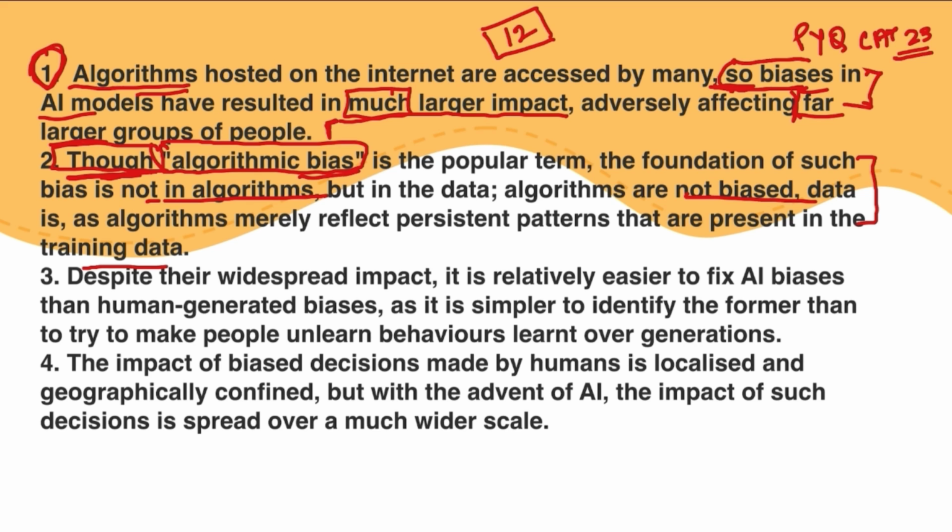Let's look through this. Despite their widespread impact, despite what? Having widespread. So what is this there that we are talking about? Who is this there? We have no idea yet, because we need an information before we can understand this one. So this can again not be the opening statement. It is relatively easier to fix AI biases. Again, we are moving on with AI biases than human generated biases. So see, we are talking about fixing something, right?